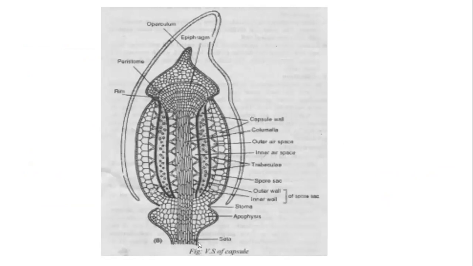This part here is the apophysis. It is continuous with the seta region. Our sporophyte has a long seta, and this is a continuous part. So look here, this is in the form of a bulge, a swollen part of the capsule. This is a swollen part having the internal photosynthetic region, a thin-walled parenchymatous region, which is green in color, having the chloroplast and preparing the food material.